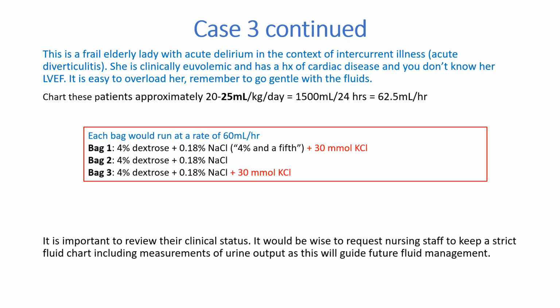It's important to review the clinical status of these patients. It would be wise to request nursing staff to keep a strict fluid balance chart, including measurements of urine output, as this will guide your future management. You can always start at basic rates based on your autopilot methods, but as long as you review, you can reassess and increase or decrease your rates as required.